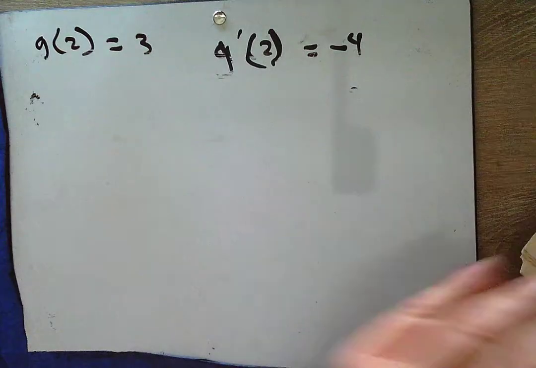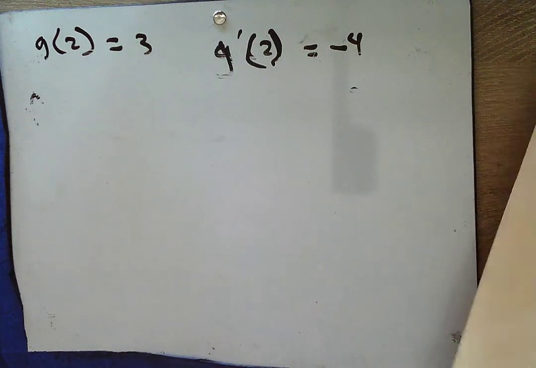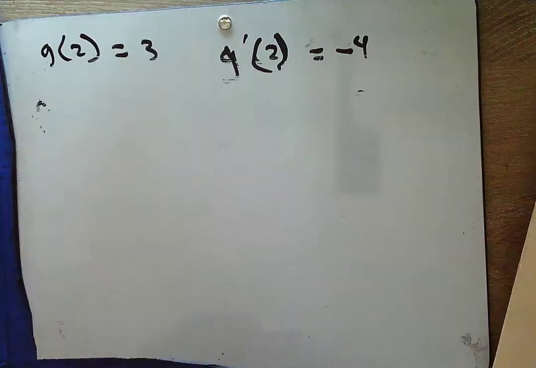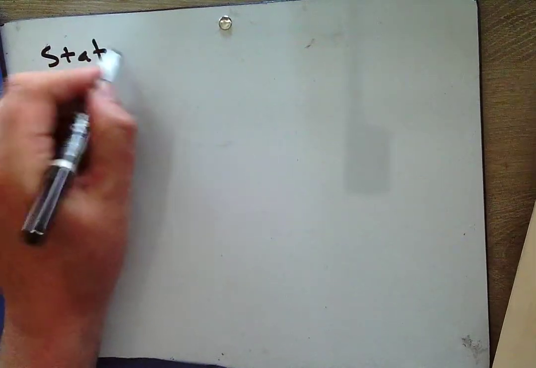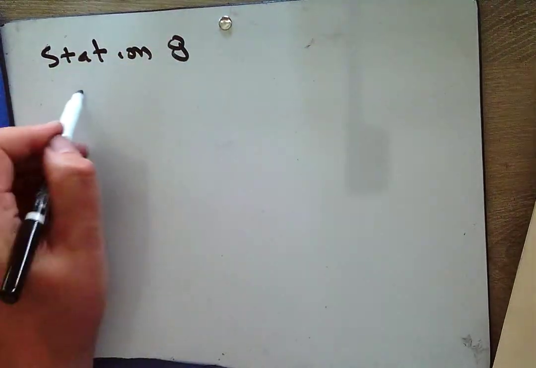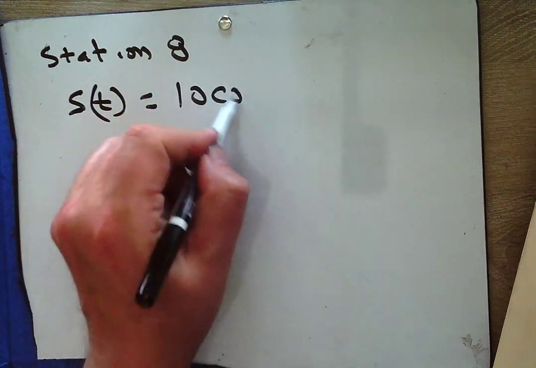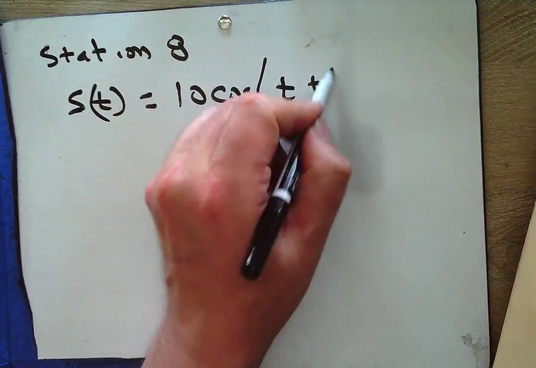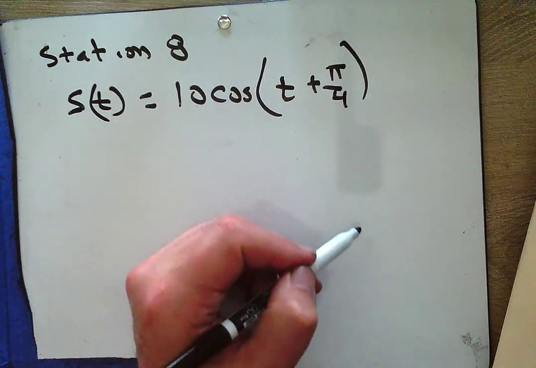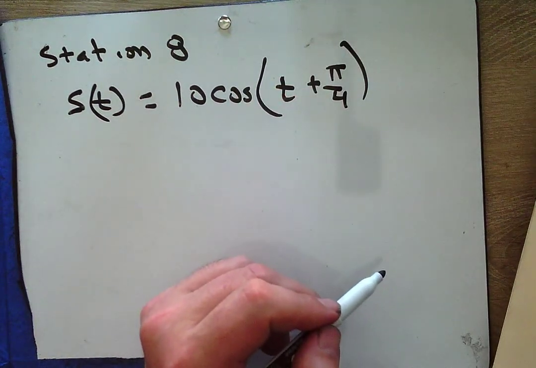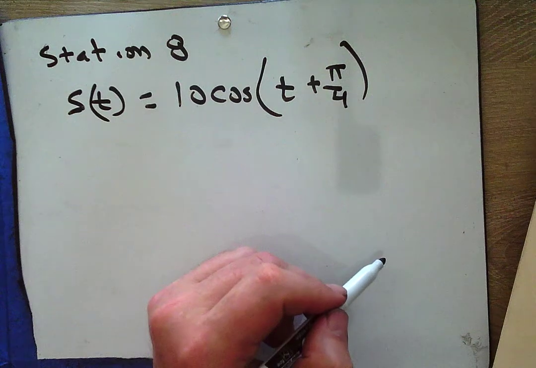That was station 7. Let's take a look at station 8. Station 8 says that the position of a particle, s of t, is given by 10 cosine of t plus pi over 4 for t seconds after starting, t greater than or equal to 0.